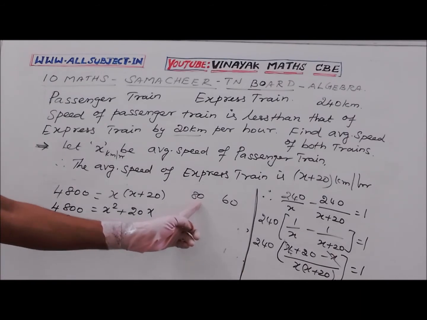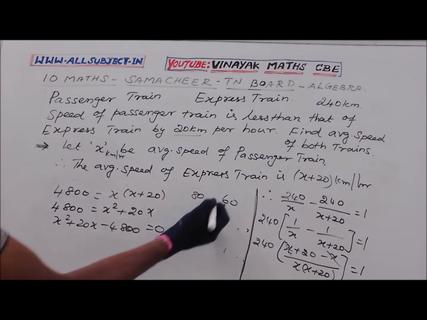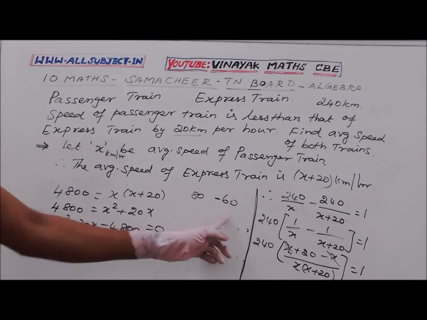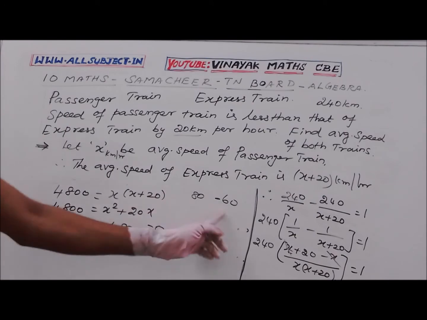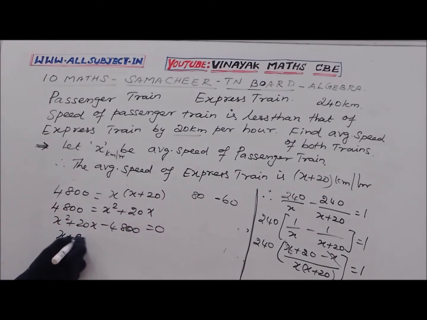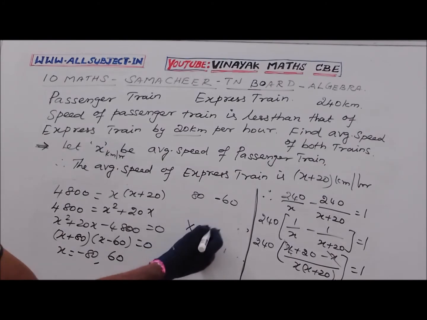When we multiply we get minus 4800, and when we add we get plus 20, so these are the values. Factoring, x plus 80 into x minus 60 equals 0. From this, x is equal to minus 80 or plus 60. Since x is the speed, it cannot be negative, so x is equal to 60.